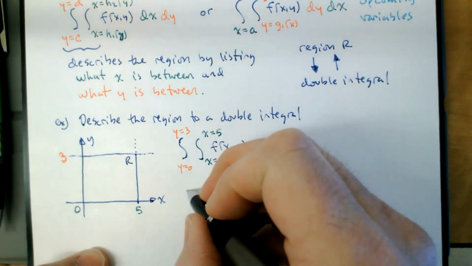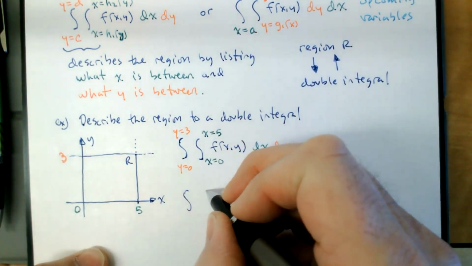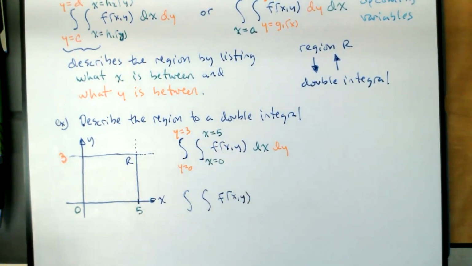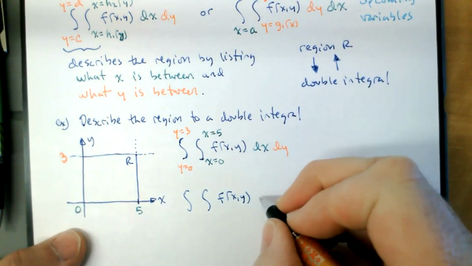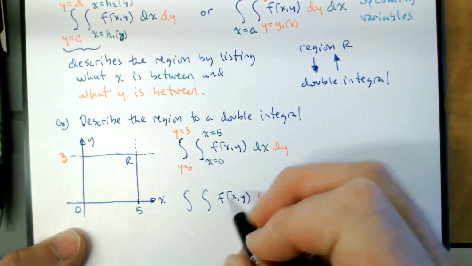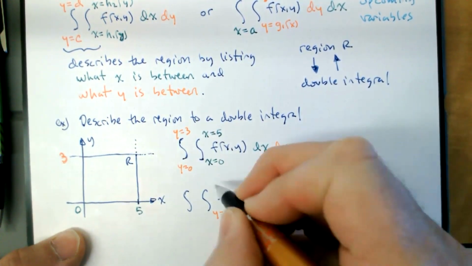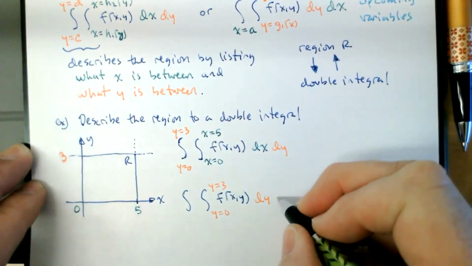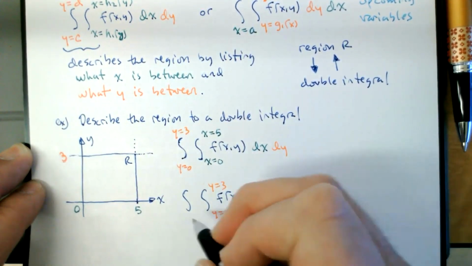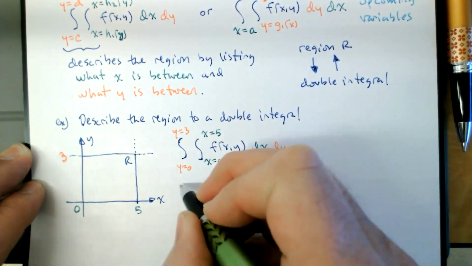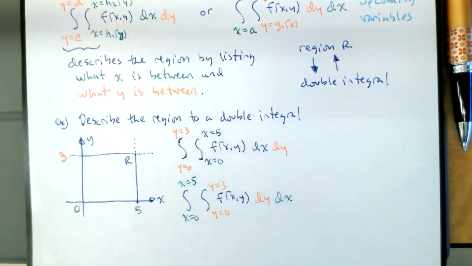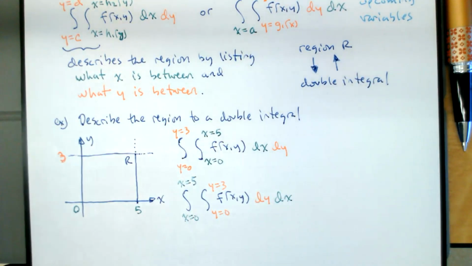We can also write this as a dy dx integral. So if I write it as a dy dx integral, that means first we'll list the y values, and then we'll list the x values. That last integral has to use constants. That's okay. That's all I want to use in this one.